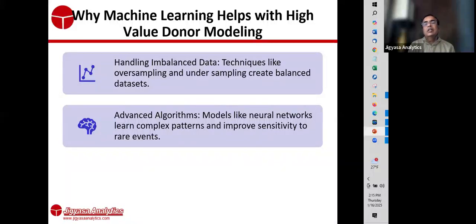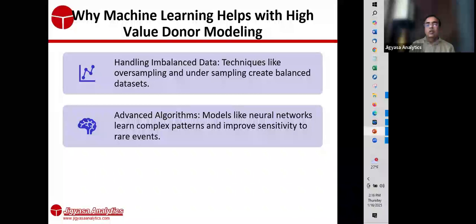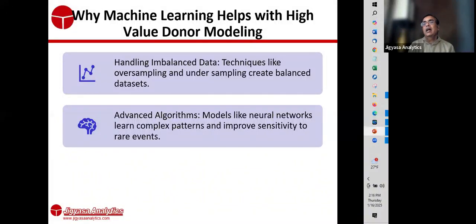And then machine learning also is equipped with advanced algorithms like neural networks and other algorithms as well, which are good at learning complex patterns and have greater sensitivity to rare events. So when your event is rare, like high value donations and estate giving and things like that, the difference between a traditional approach and a machine learning approach becomes more significant because the algorithms can do better with rare events.